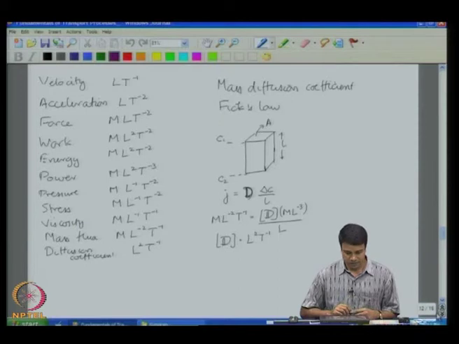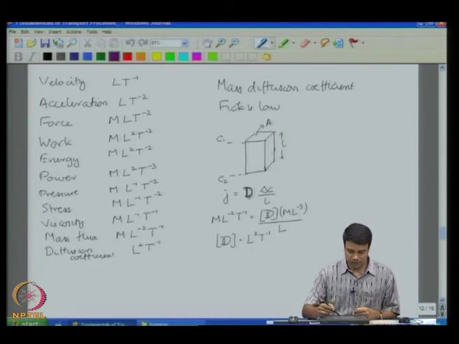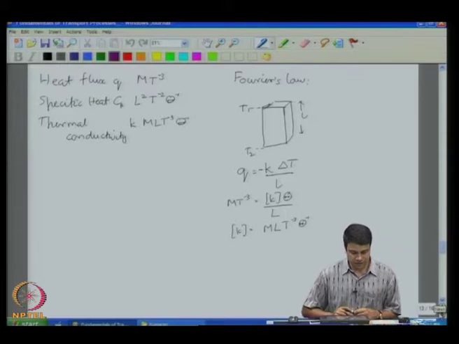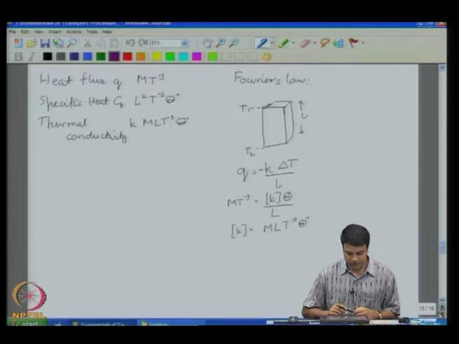The stress, the viscosity. Viscosity is given from the Newton's law for stress. Stress is equal to viscosity times strain rate. So, viscosity has dimensions of stress times time. Mass flux, and from Fick's law for diffusion one can calculate what is the dimension of the diffusion coefficient. Dimension of diffusion coefficient is length square per unit time. And then we looked at some quantities of interest in heat transfer: the heat flux, the specific heat, the thermal conductivity. And the thermal conductivity comes from Fourier's law for heat transfer.